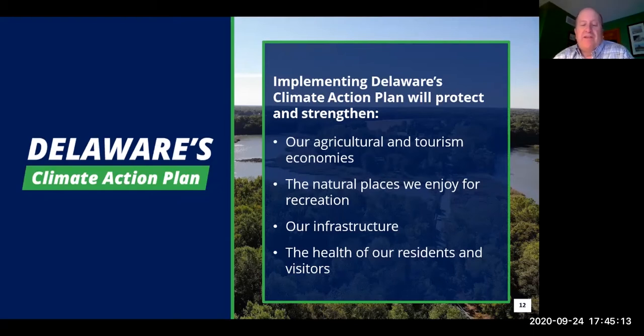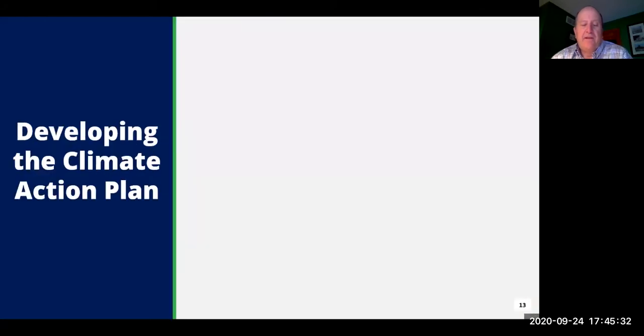Once the plan is released, it will help strengthen the different sectors of our state to help protect the economy, infrastructure, natural resources, and human health and safety. By addressing all aspects of life in Delaware, we hope to ensure the state is best prepared for whatever comes our way, including higher temperatures, sea level rise, and extreme weather events. To create the plan, we employed multiple methods to guarantee we gathered the most information and input.